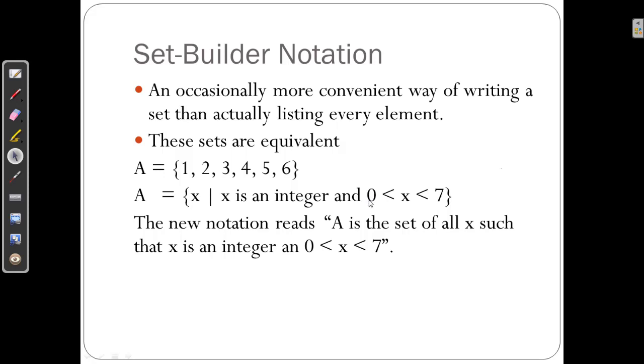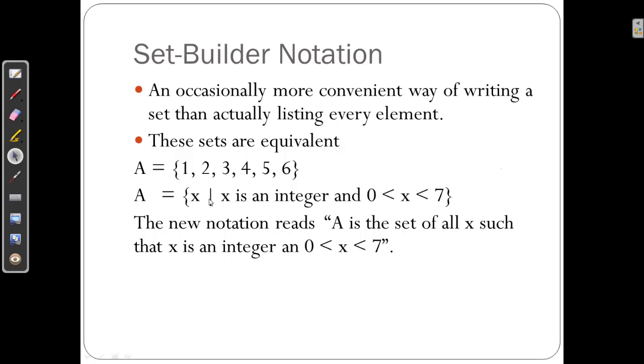It would just be 1 to 2,000, whereas this one would now have 2,000 different numbers in it. It would be much longer. So it's a very handy notation for certain situations.